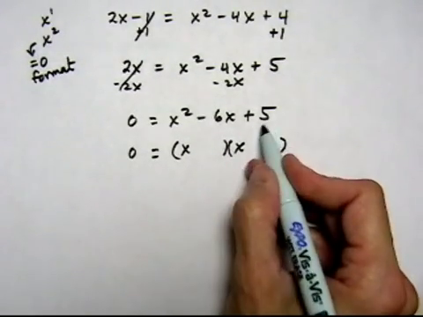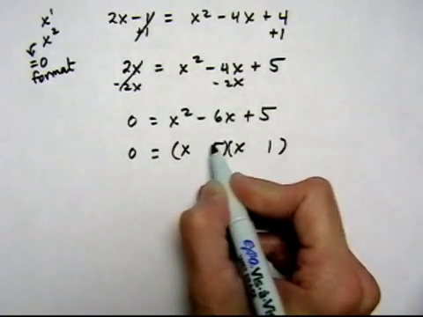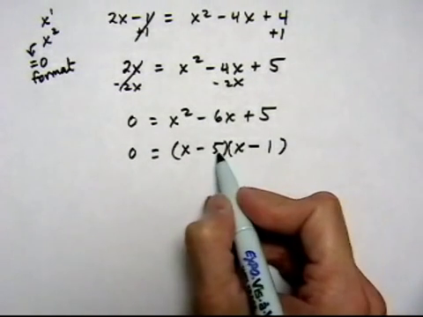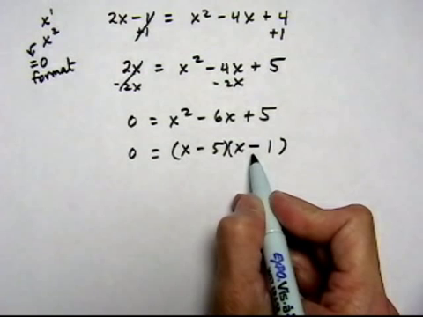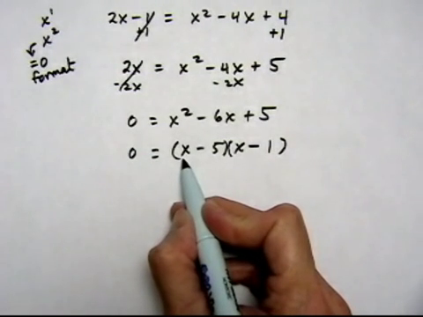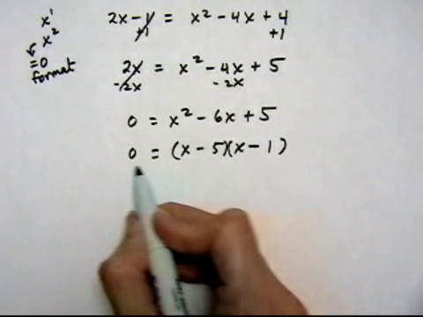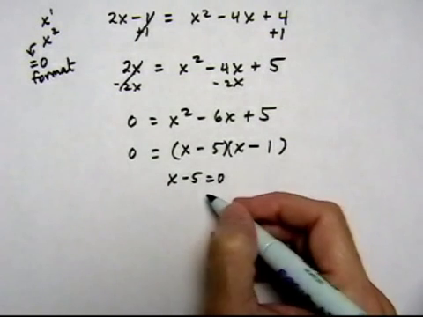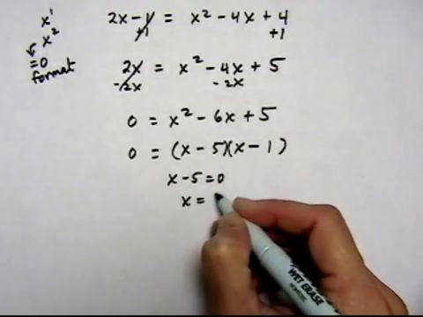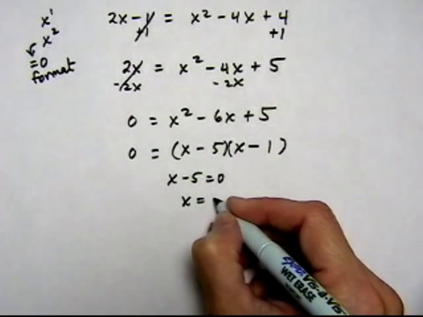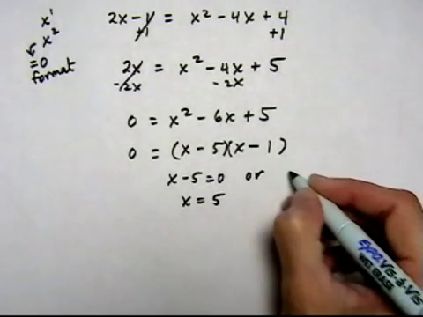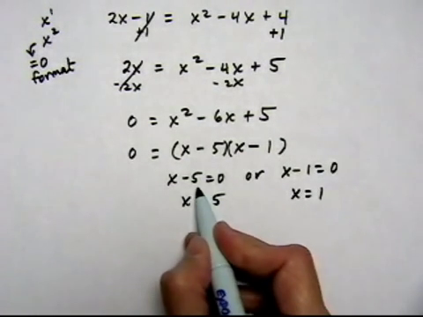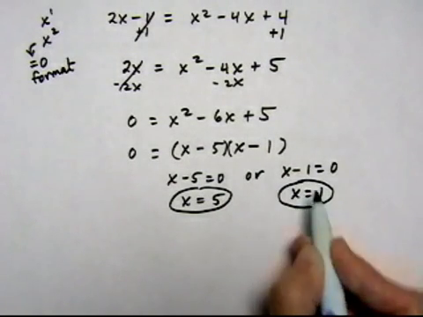So we have x times x, and then 5 and 1. And because it's plus 5, we need same signs. And because the same signs combine to a negative 6, we need them to be minus signs. So now we have either x minus 5 equals 0 or x minus 1 equals 0, because in either case, if one of them equals 0 and they multiply together, then the product will be 0. So x equals 5 or x minus 1 equals 0, which would be x is equal to 1. So we have two solutions here.